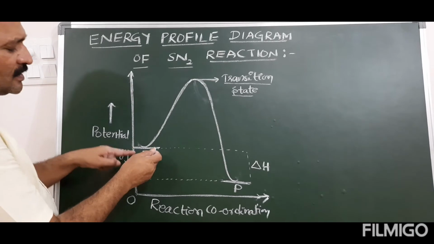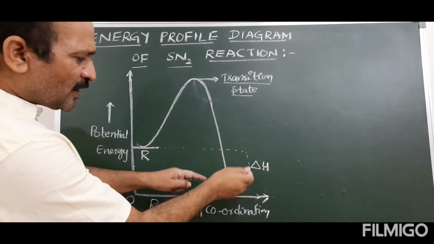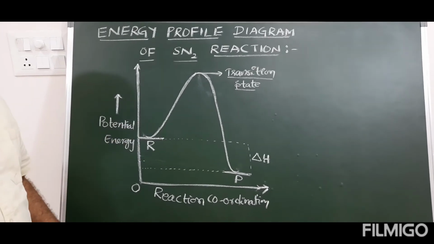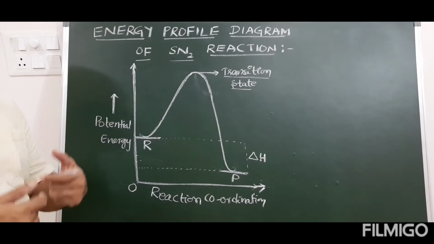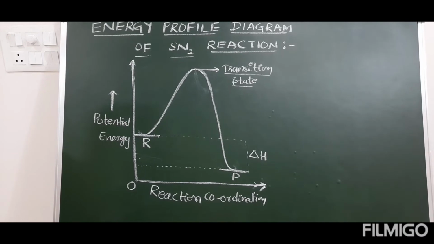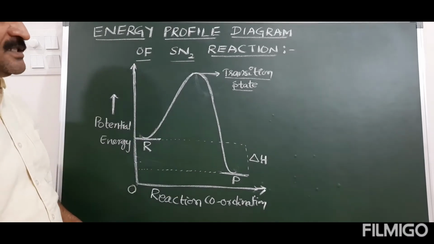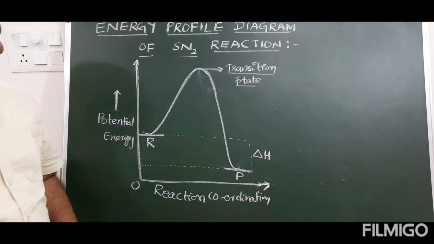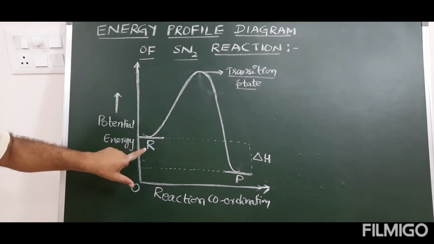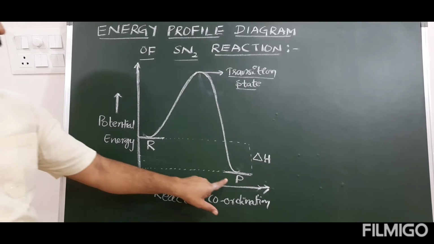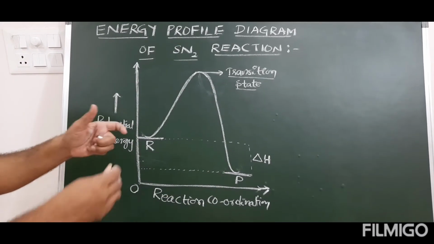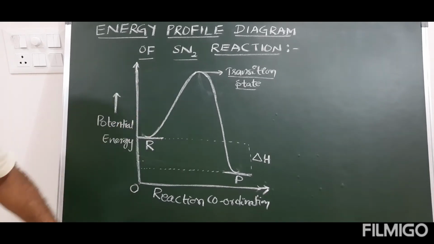Why am I taking the reactant with the high energy and the product with the low energy? Generally, the driving force for the reaction is the formation of a stable bond. Whenever a stable bond is formed under normal conditions, the energy of the system will decrease, so the reaction is exothermic. That's why the energy of the reactant is more and the energy of the product is less. This is all about the SN2 reaction, but I want to recall the important points of SN2 reactions.